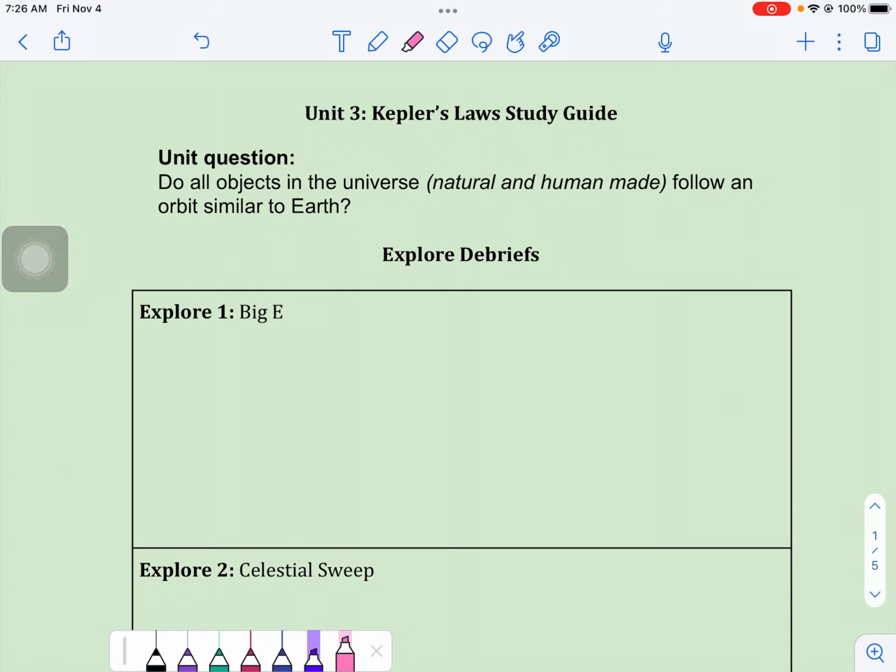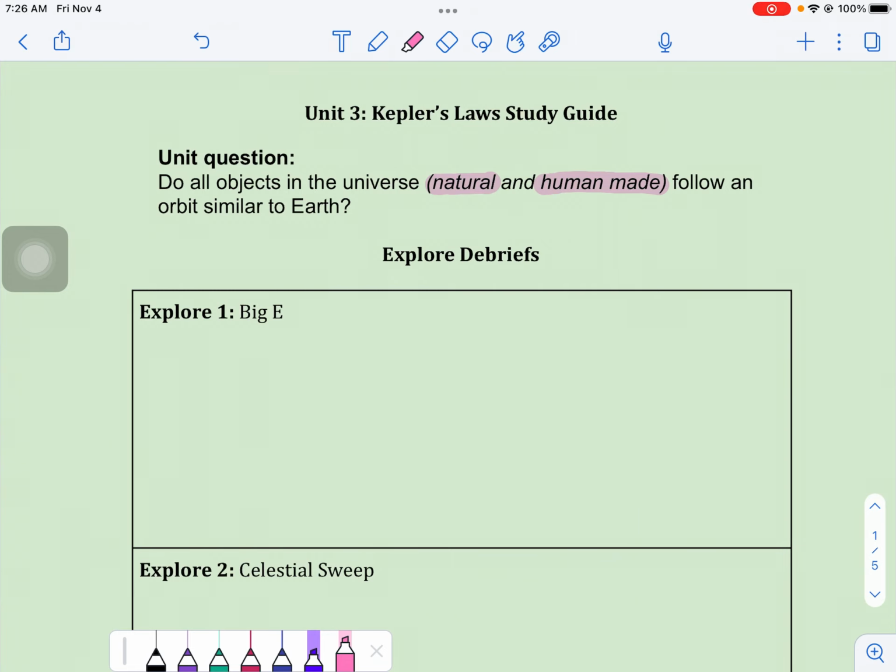What do we know about orbiting objects? So when we think about natural, hopefully what comes to mind are things like planets, asteroids, comets, maybe moons. And then when we're thinking about human-made, we've got satellites and space stations, things that people have launched into space that are still orbiting around different objects.